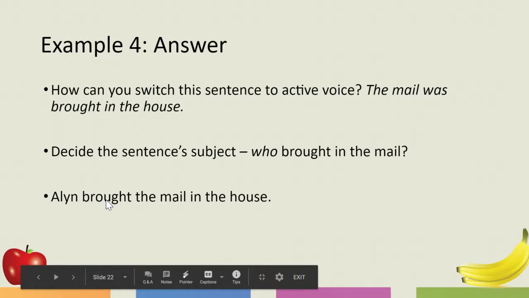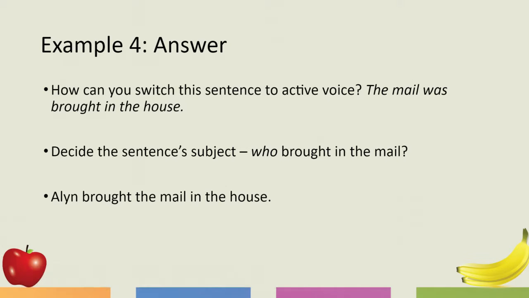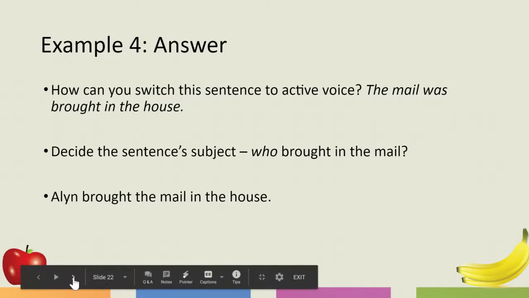So in those cases where the mail was brought in the house or the hydro flask was given to Miss Welch, it was stuff like that. You've got to change it around. Miss Welch was given a hydro flask. And let's see what else we've got.